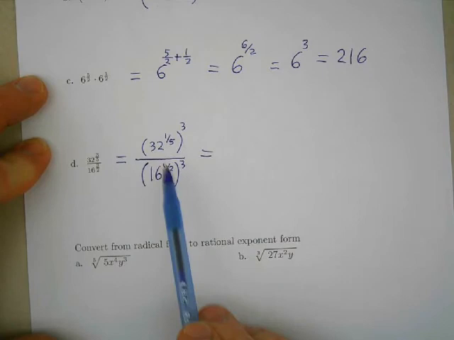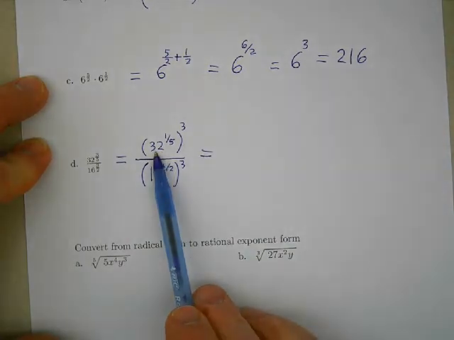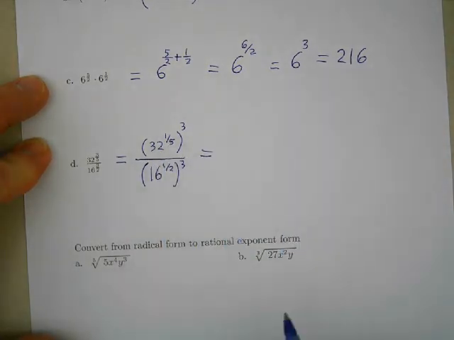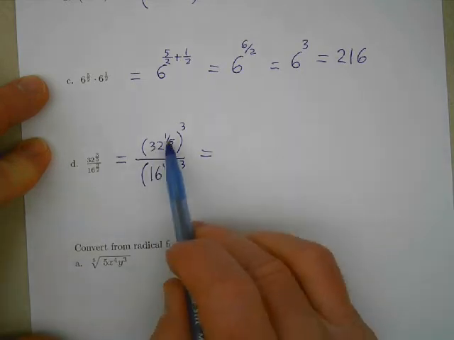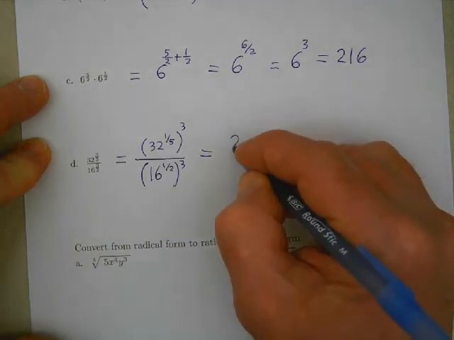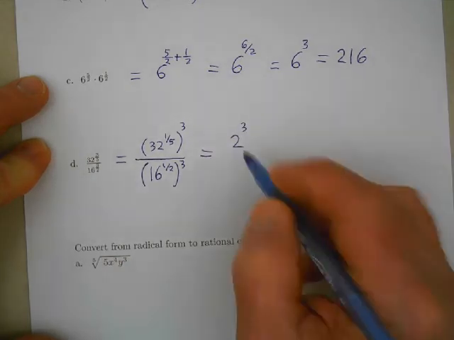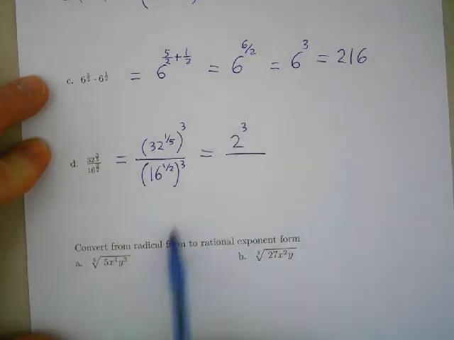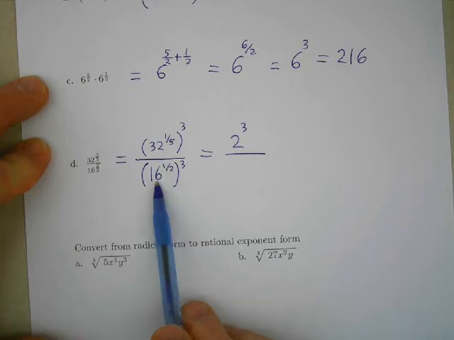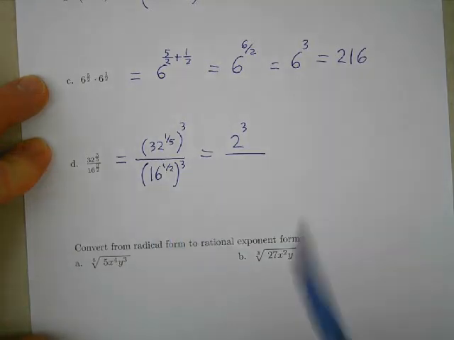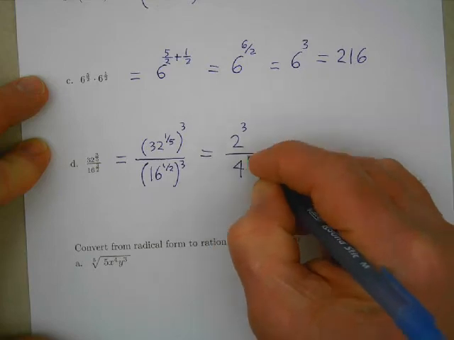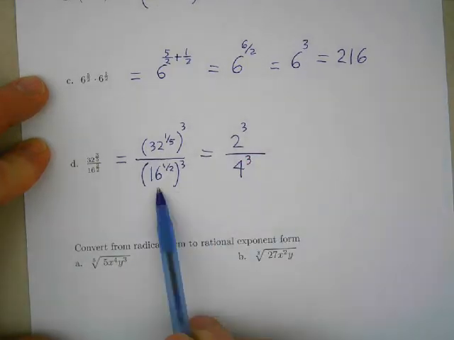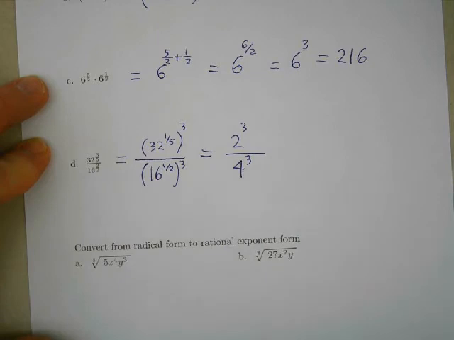And then in the numerator, remember that 32 to the 1/5 is just 2. 32 is a perfect fifth power. 32 to the 1/5 is 2. So we have 2 to the third power in the numerator. And in the denominator, 16 to the 1/2, that's just the square root of 16. And the square root of 16 is 4. And so we end up with 4 to the third in the denominator.